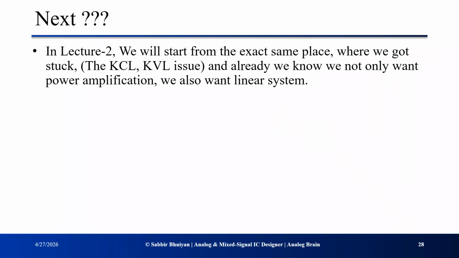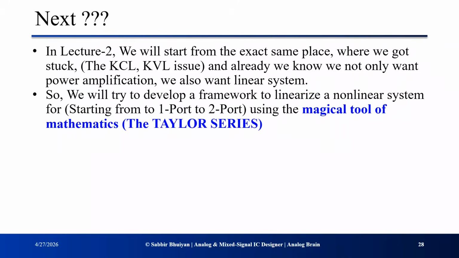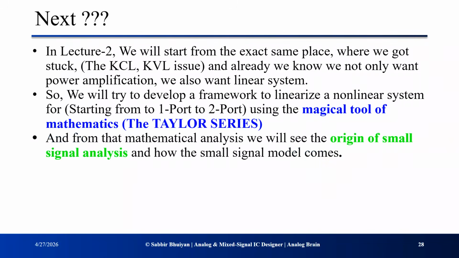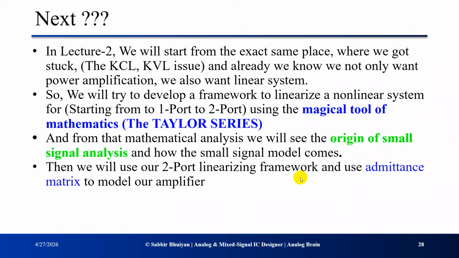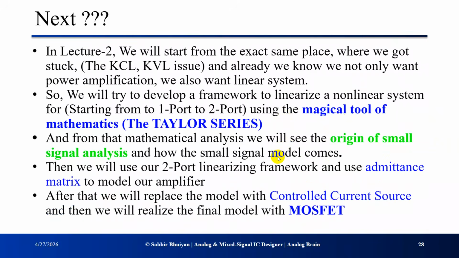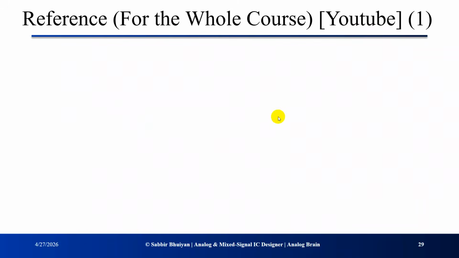In lecture 2, we'll develop a framework to linearize a nonlinear system using the Taylor series, the magical tool of mathematics. From that analysis, we'll see the natural origin of small signal analysis and how the small signal model emerges from first principles. Then we'll use our two-port linearizing framework, apply the admittance matrix to model our amplifier, replace the model with a controlled current source, and finally realize it with a MOSFET. So that is the complete journey from first principles to the small signal model. Okay, don't miss it.